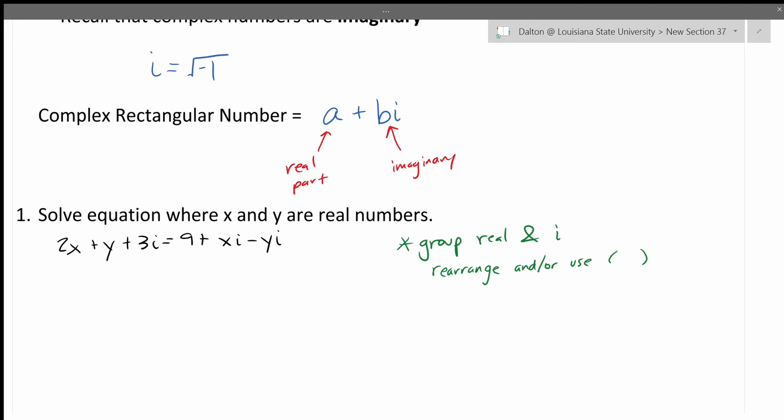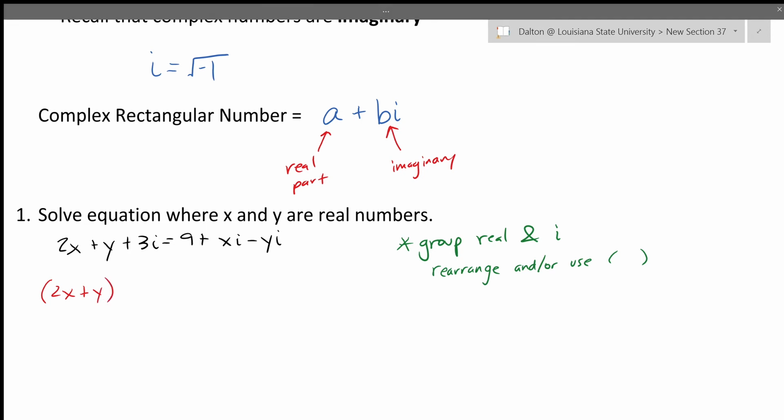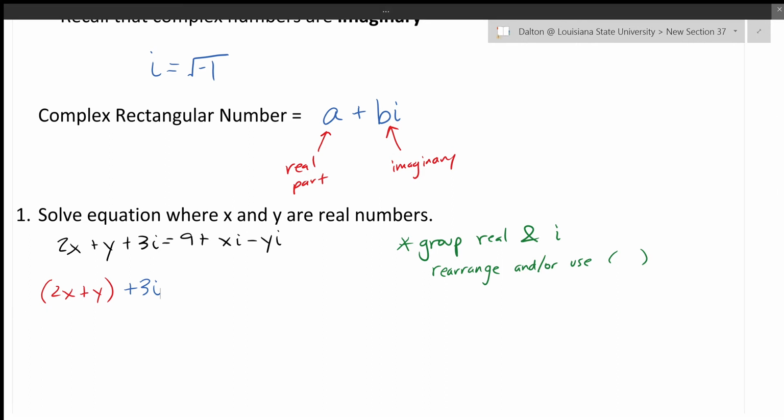Okay, so what I want to do is I'm going to do my real numbers in red. On the left side, I'm not really going to do anything different. I'm just going to put parentheses around 2x plus y. And then I'm going to do my imaginary numbers in blue. So I didn't change anything. I just grouped my real numbers with parentheses around them.